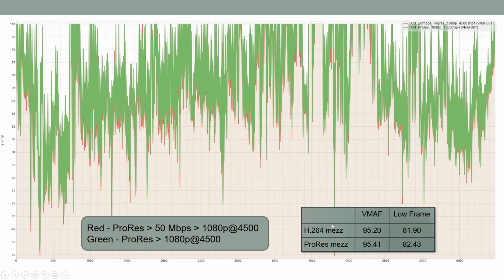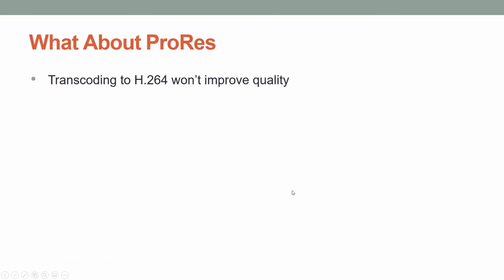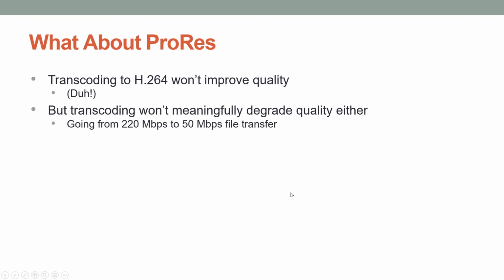And in terms of VMAF score, here's the H.264 mez, here's the ProRes mez. The difference in VMAF quality is 95.20 for the H.264 mez and 95.41 for the ProRes mez. So the ProRes mez is a little bit higher, which is what you'd expect. Same deal on the low frame score, but the difference is really, really insignificant. So obviously transcoding to H.264 won't improve quality, not a big surprise there, but transcoding won't meaningfully degrade quality either.